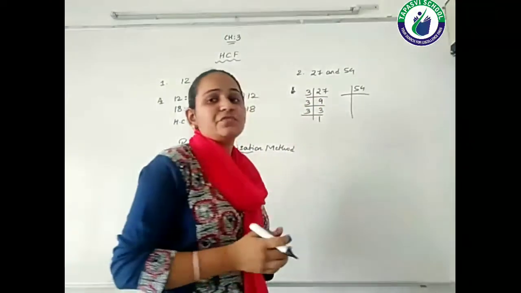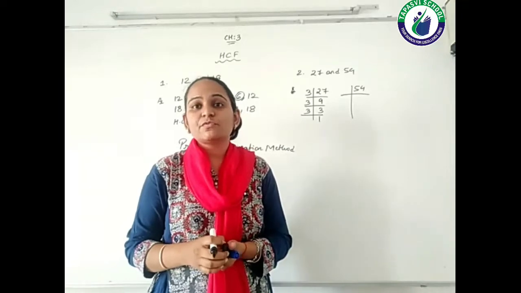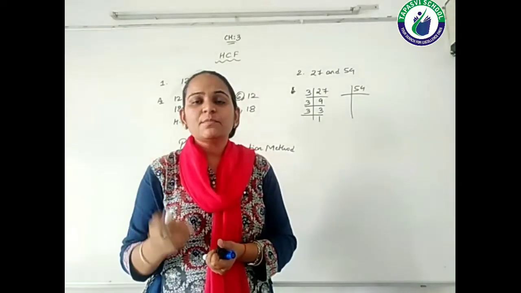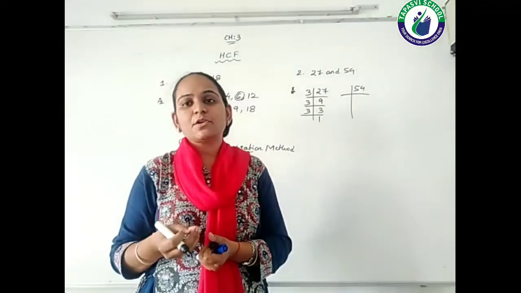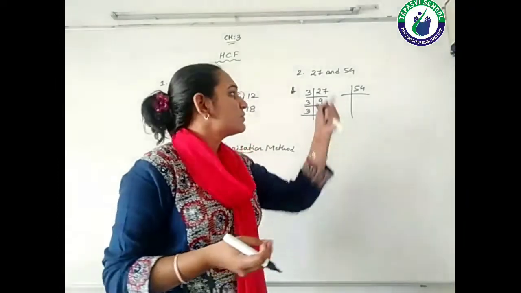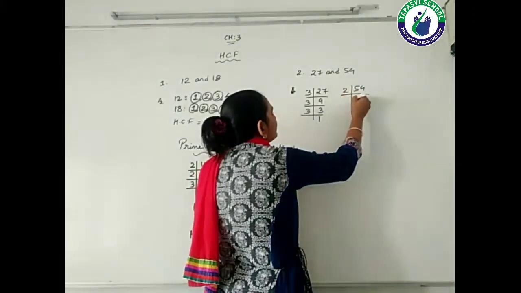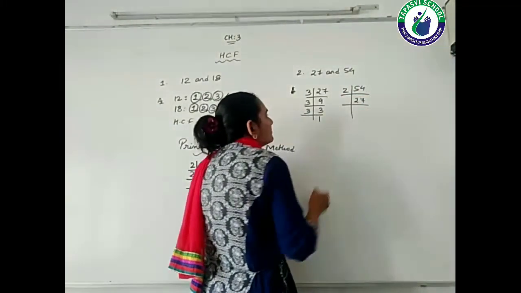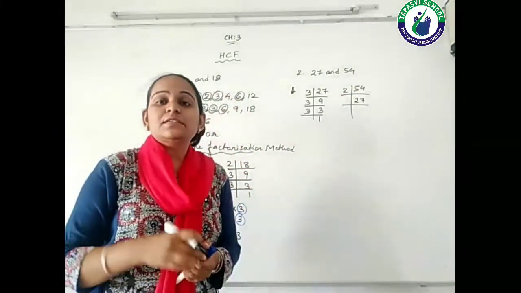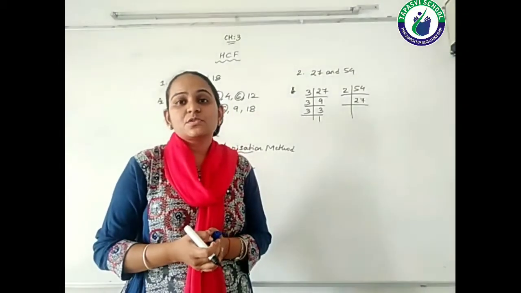We'll go for the 54 also. Students will go with the 54 also. 54 is an even number, so all the even numbers come in the table of 2, as we know already. So 54 will try with the 2. So 2 27s are 54. Now 27 is an odd number, so it doesn't come in the table of 2.